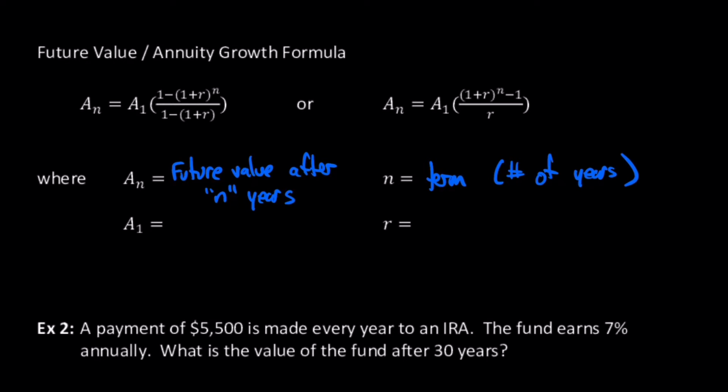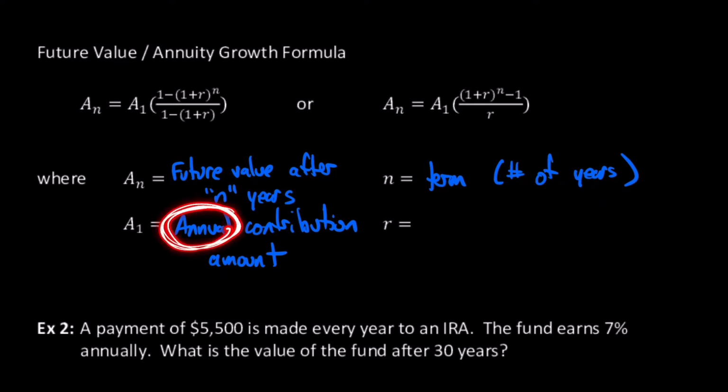A sub 1 is your annual contribution amount. So how much do you put in every year? Generally, you put in the same amount. Obviously, that might change slightly over the years, but the key here is annual. How much do you put in every year? So if you put in so much monthly, you had to multiply it by 12.